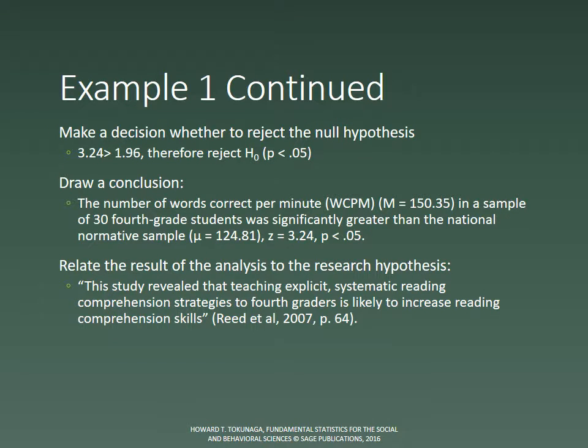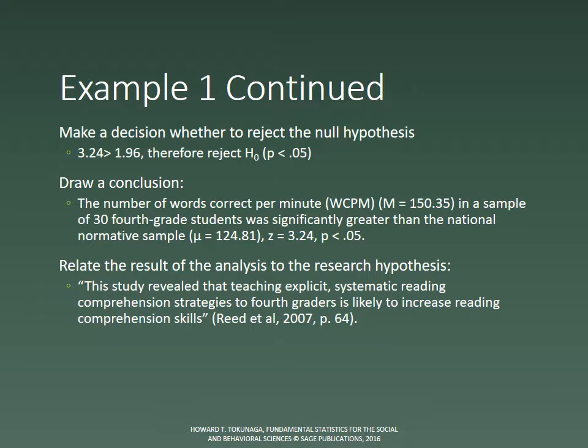Now we're going to make our decision about whether we want to reject the null hypothesis. Since 3.24 is greater than 1.96, we want to reject that null hypothesis. Because when we were looking at our critical values, if we were going to reject the null hypothesis, it would have to be less than negative 1.96 or greater than positive 1.96. Since 3.24 is greater than 1.96, we're going to reject the null hypothesis. Now we'll draw a conclusion.